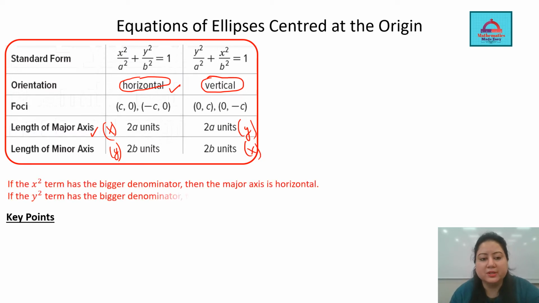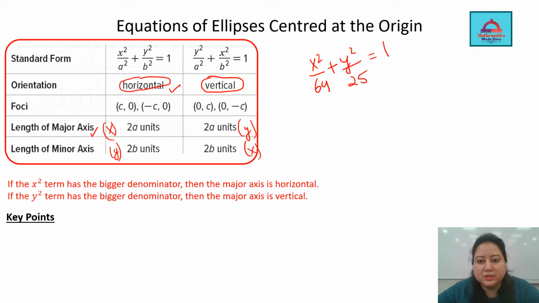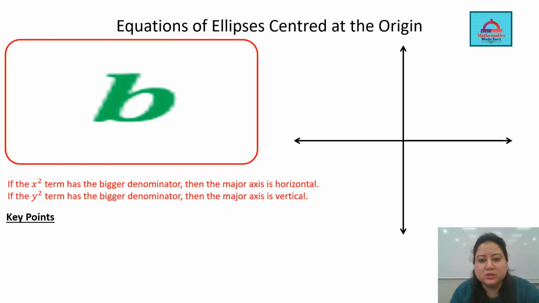How will you identify? So if the x squared term has the bigger denominator, like you have two numbers, 64 and 25, both are perfect squares. So if you have something like this, x square over 64 plus y square over 25, then which one has bigger denominator? This one, 64. So if the bigger denominator is with the x squared term, then the major axis is horizontal. It is this ellipse. And otherwise, if y square has the bigger denominator, then the major axis is vertical. So it's like a trick that works for you.